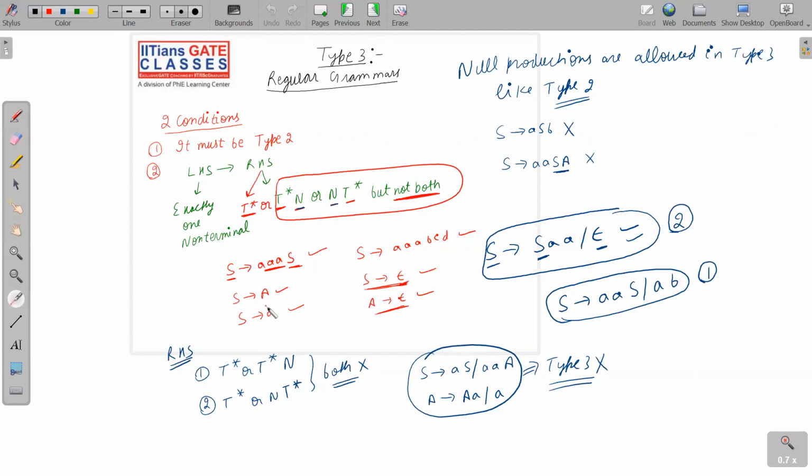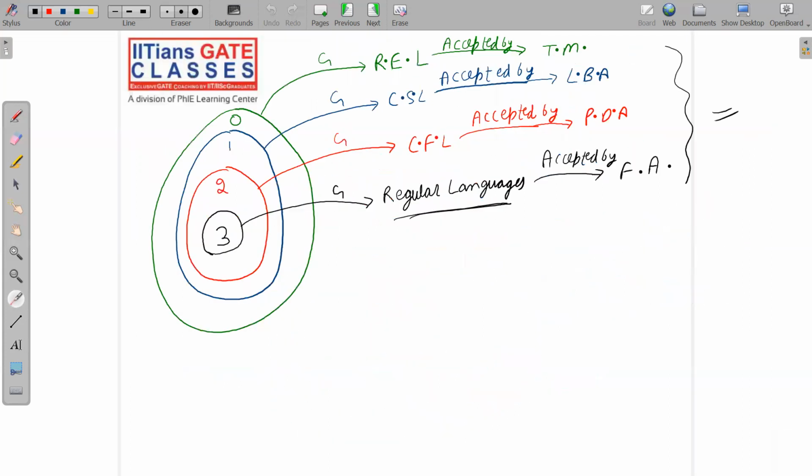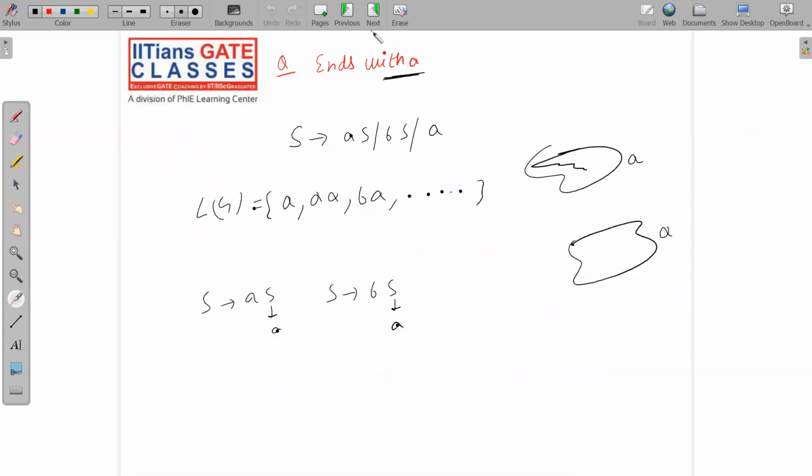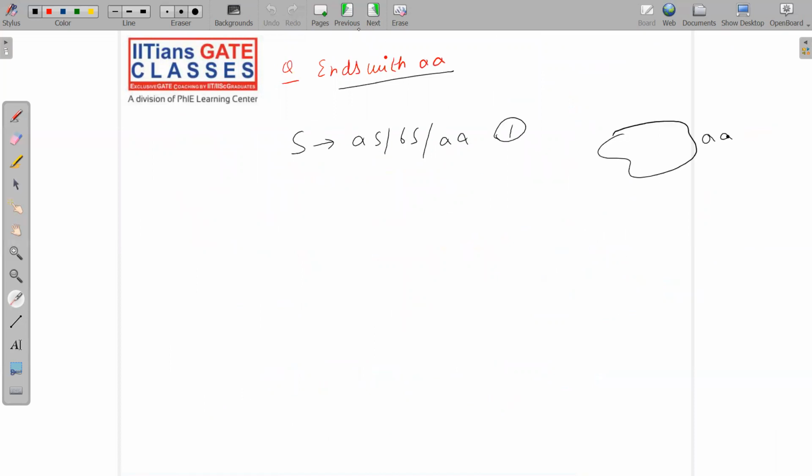Now let's move to the current slide. So here, S implies aS, bS, or double a. So this is ending with double a. Now let me write it again in another format. I can write like this also. S implies aS, bS, or A, and A goes to a.